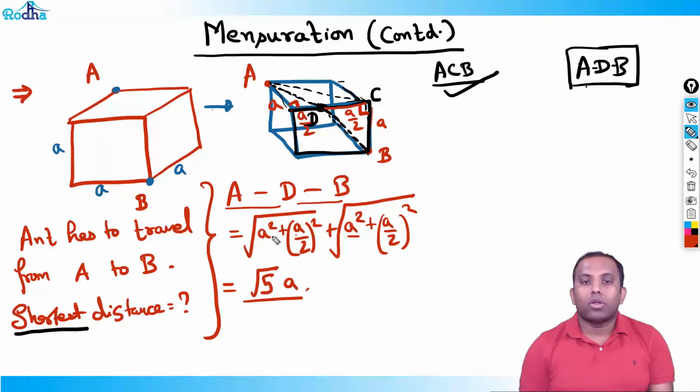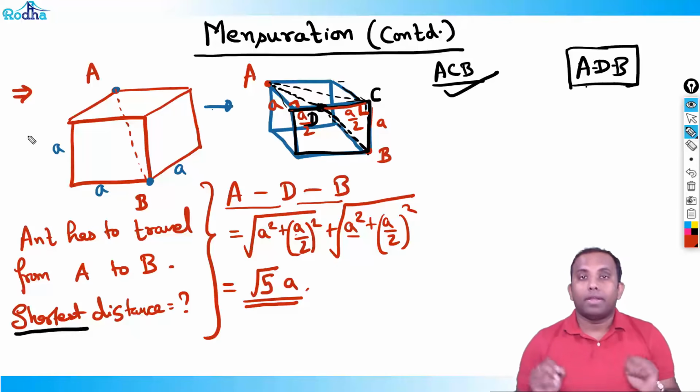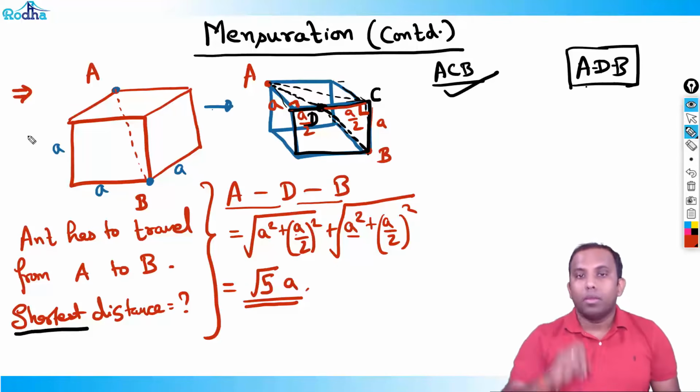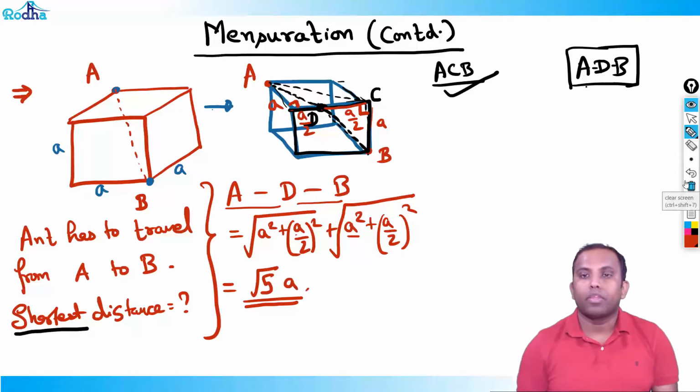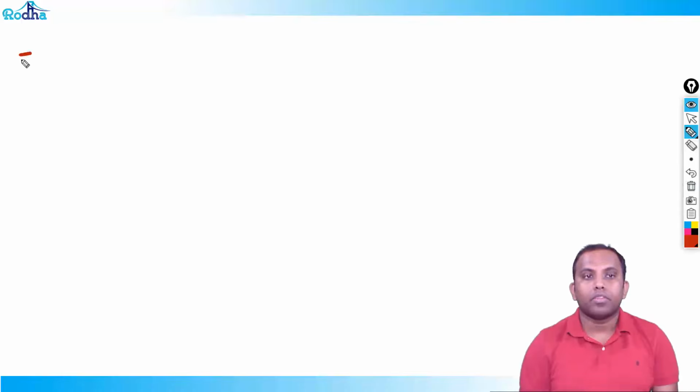So the shortest distance traveled is what? Root 5A. If the ant has to travel from A to B, the shortest distance traveled by the ant is root 5A, right? But this is the concept, and you don't need to solve this much. We can apply the funda of shortest distance or the Pythagoras theorem in this question directly to get the answer root 5A. I'll show you how.